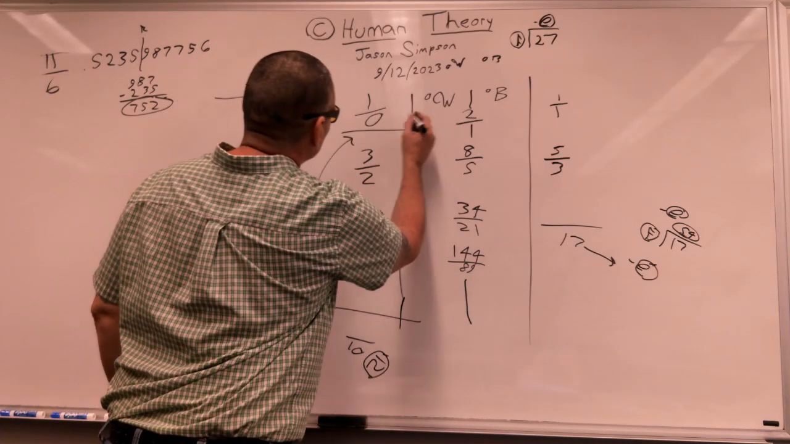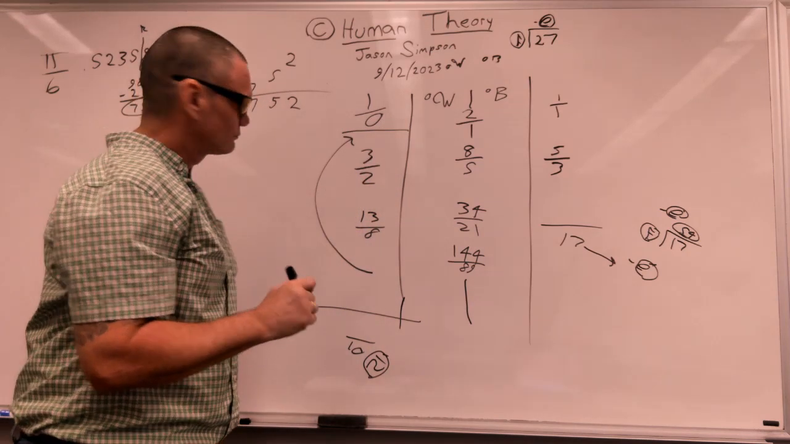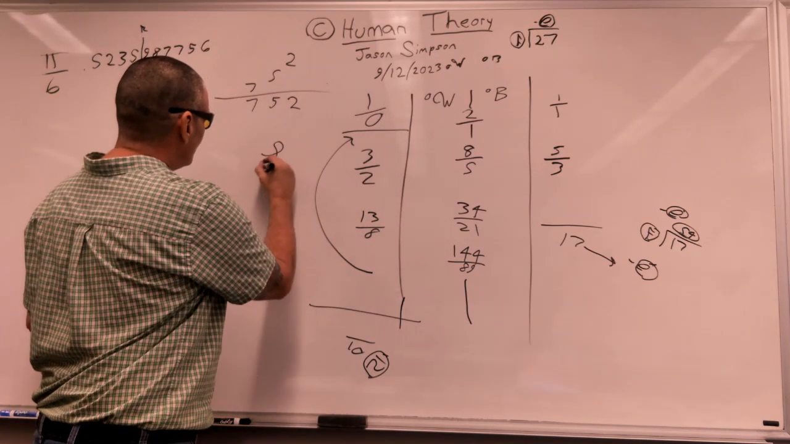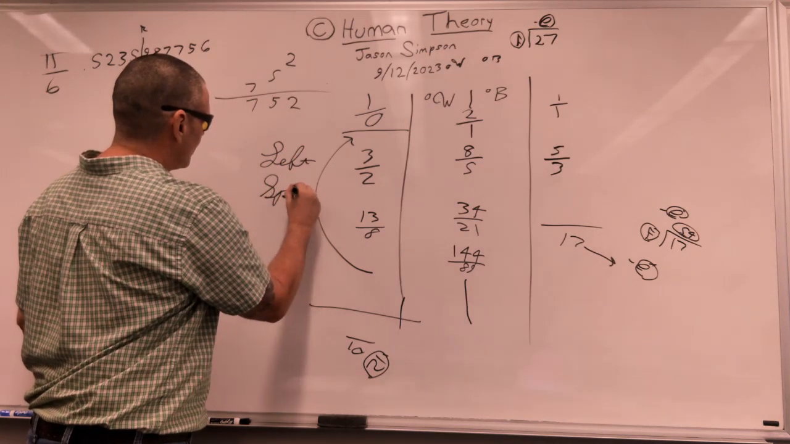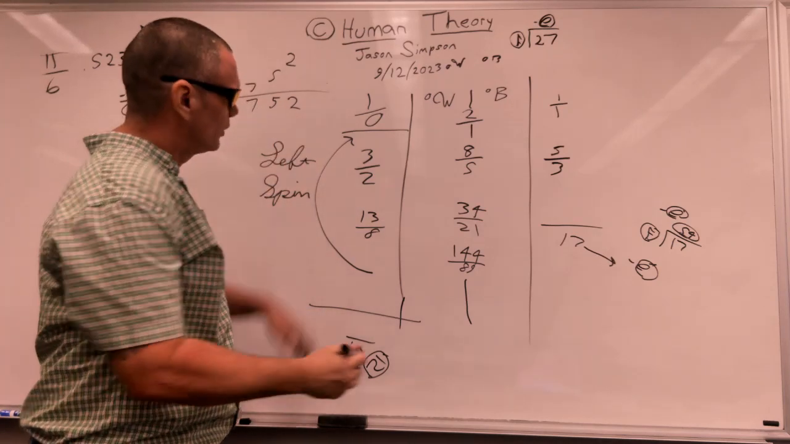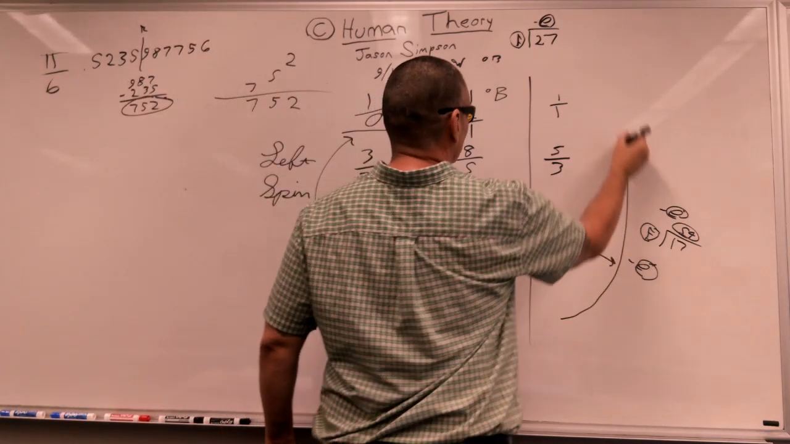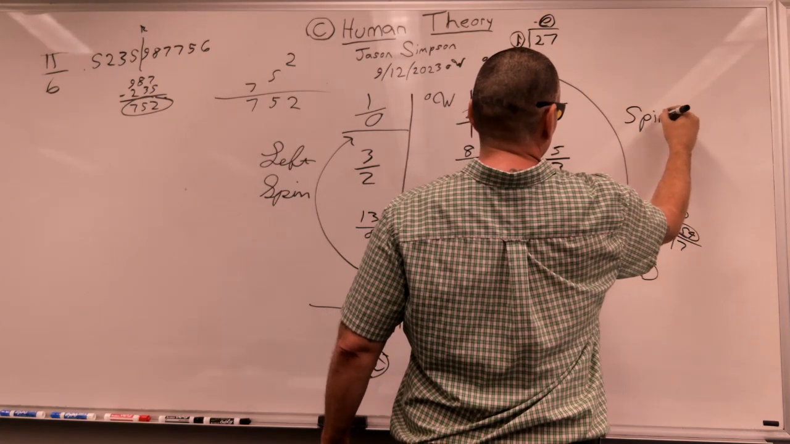Okay, so the neutrino, as you notice, has a 0 right there. We have something in physics that we call spin. Let this be the left-handed spin. Let this be the right-handed spin.